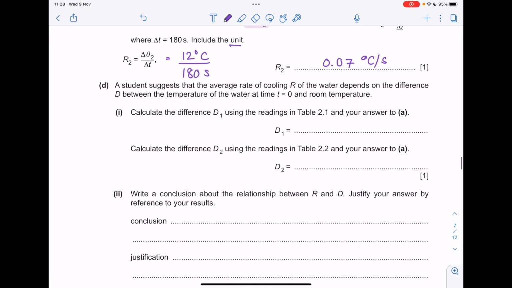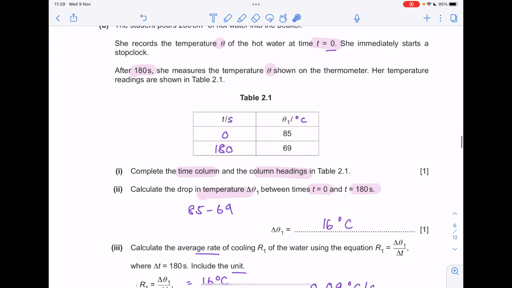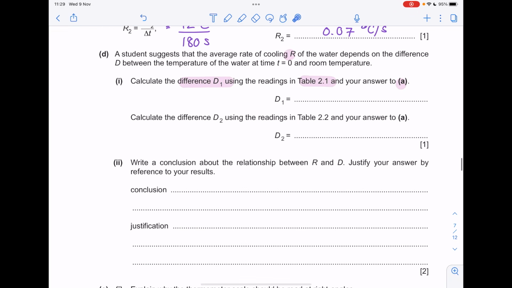A student suggests that the average rate of cooling R of the water depends on the difference D between the temperature of the water at time 0 and room temperature. Calculate the difference D1 using the readings in table 2.1 in your answer to A. We know that from A we can see that the room temperature is 21 degrees and we know that the starting temperature is 85. So we work out the difference between those two numbers to find D1.